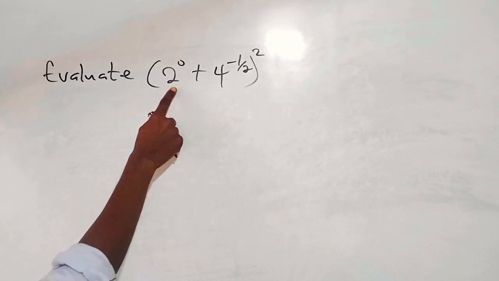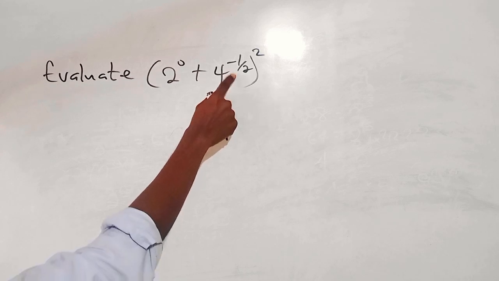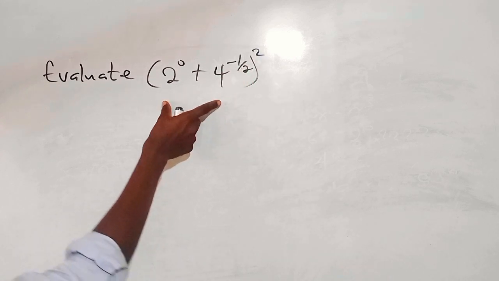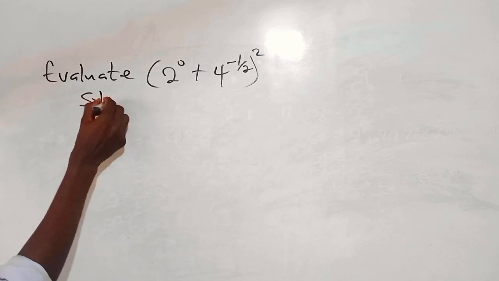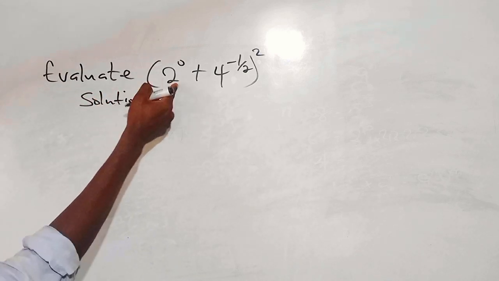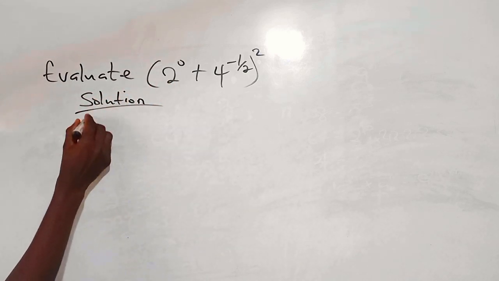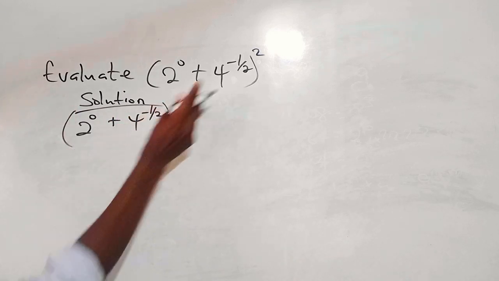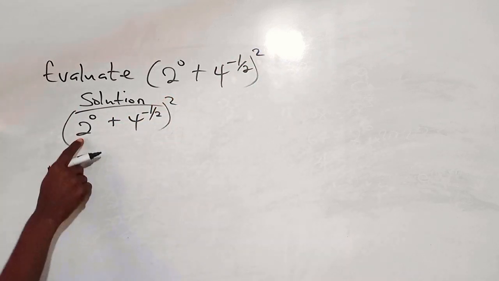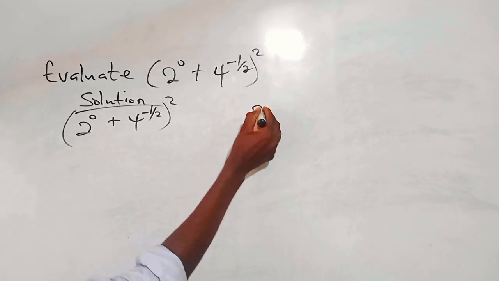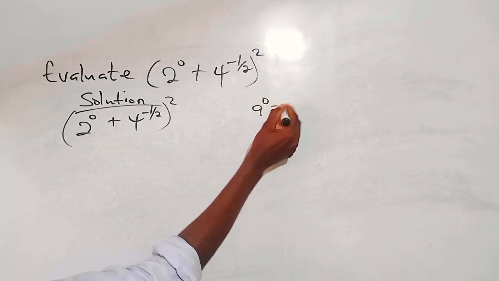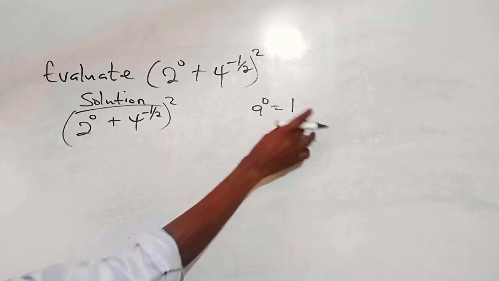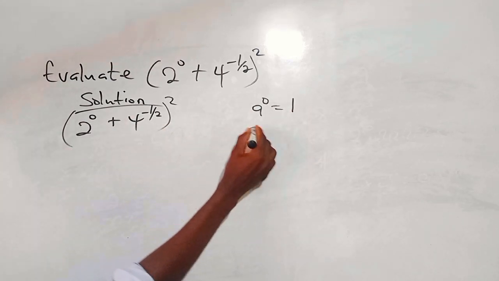To evaluate 2 raised to power 0 plus 4 raised to power minus half, everything squared. So what do we do? Solution. For 2 raised to power 0, plus 4 raised to power minus half, everything squared. Do not forget anything to the power 0 is 1. It is one of the laws of indices, so anything to the power 0 is 1, so for 2 raised to power 0 we have this to be 1.